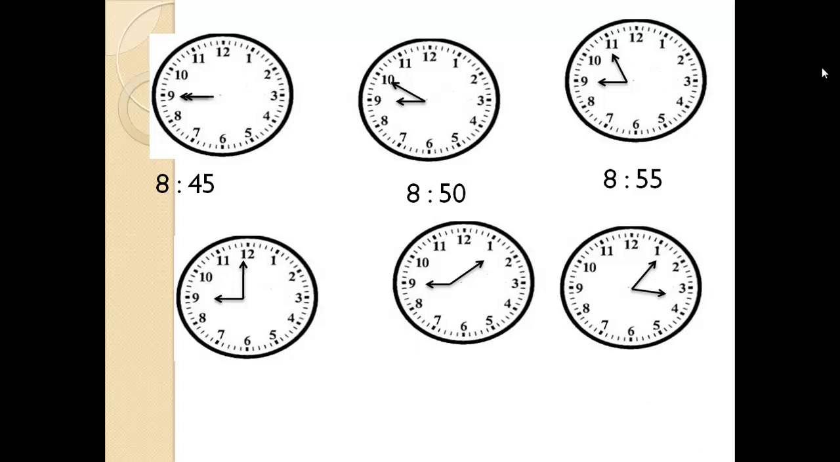8:55. The short hand points to 9, so the time is 9? No, you are not reaching 9 here. You are still in the 8 hour. Here, 9 o'clock. Now I'm in the region of 9. 9:05. Here, the short hand is between 3 and 4. I'll take the smallest number, 3. So, 3:05.